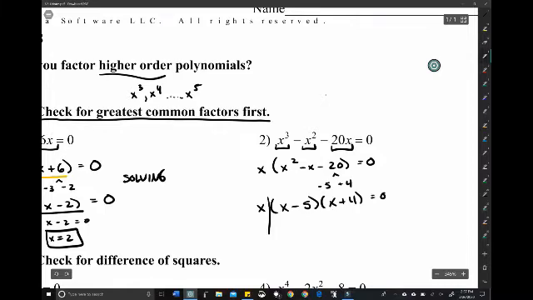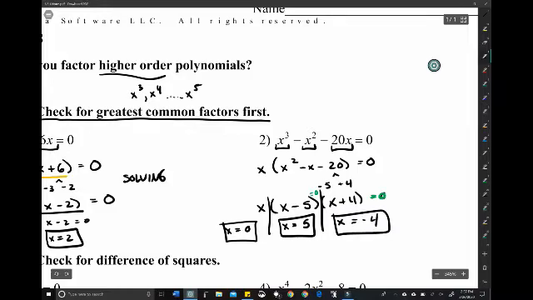Don't forget, cut it all up to solve. So 0, 5, and negative 4. And again, that is by setting each of these factors equal to 0. So third power, 3 solutions.